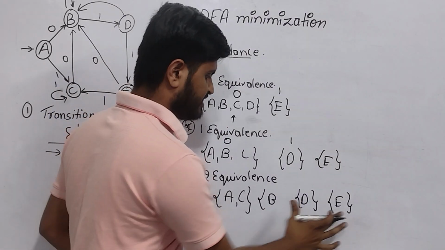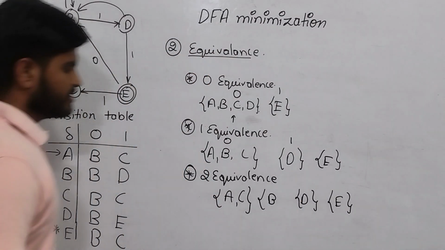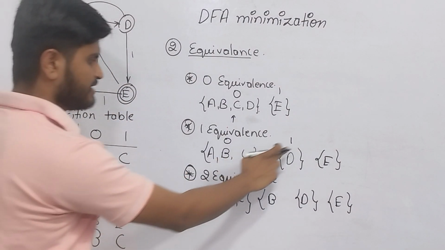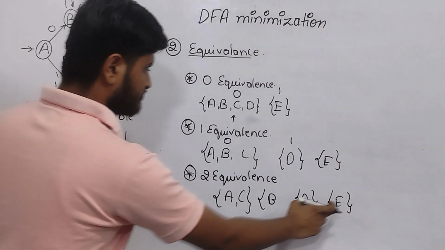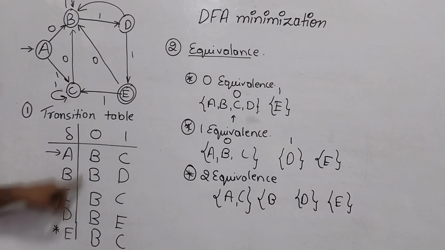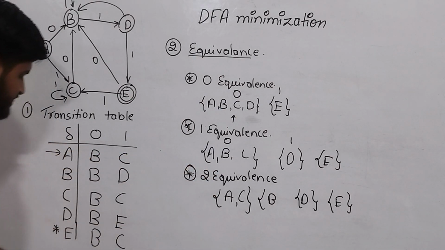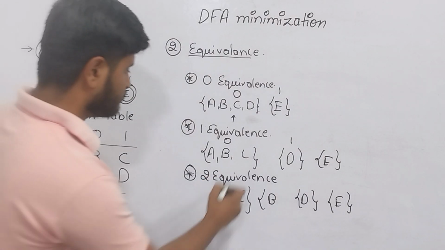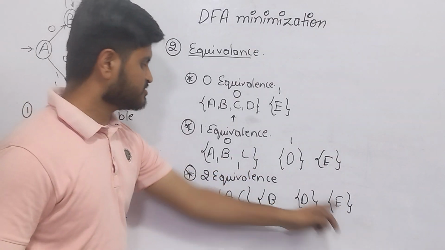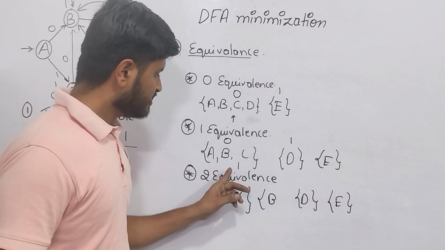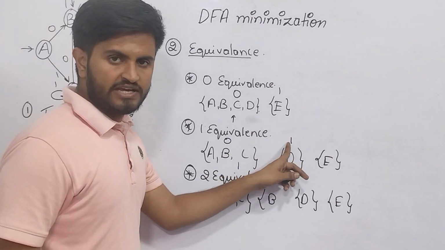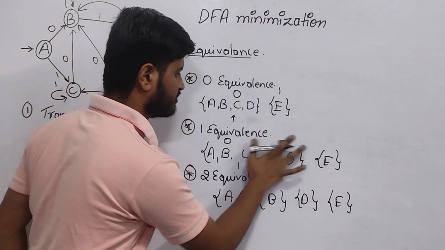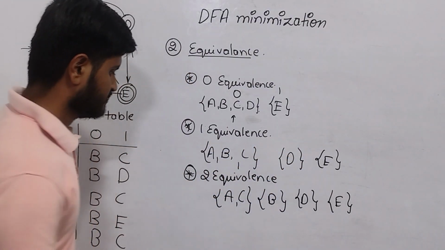Again you can check for B and E also. B for 0 it is moving to here, and for 1 it is moving to here. Check for E. E for 0 it is moving to B, it is perfect, and E for 1 it is moving to C. Again for 0 and 1 also, E is moving to this group only, but B had moved to D when it was 1. So you can say that B and D are also of different groups.